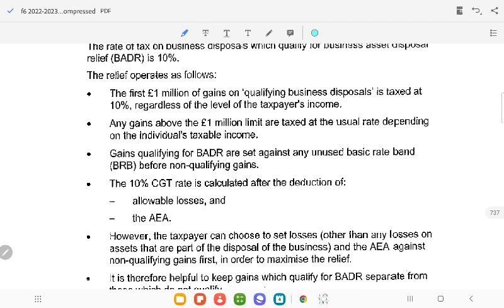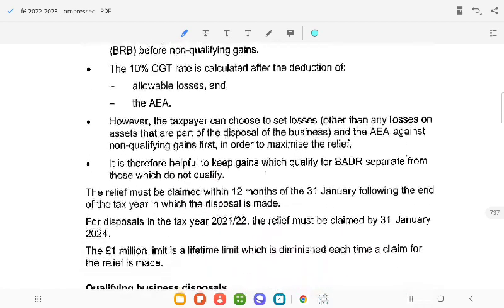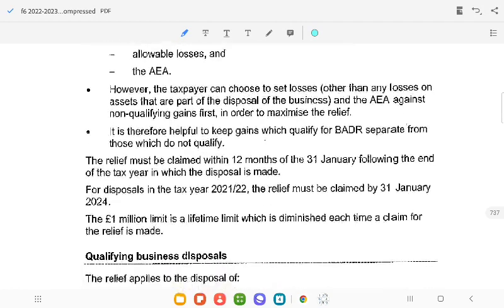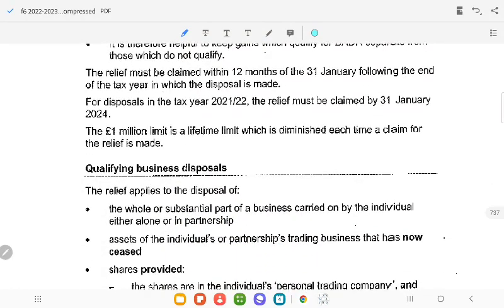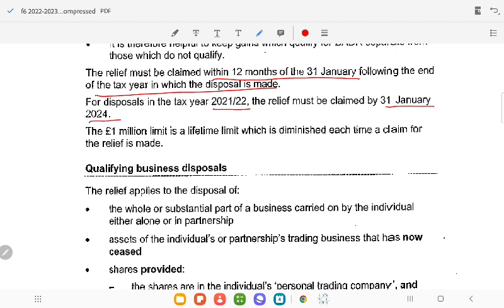Gains qualifying for BADR are set against any unused basic rate band before non-qualifying gains. What does it mean? It means if you are claiming BADR, you have to sacrifice the benefit of the unused basic rate band. The 10% CGT rate is calculated after the deduction of allowable losses and the annual exempt amount. The relief must be claimed within 12 months of the 31st January following the end of the tax year in which the disposal is made. It means if a disposal takes place in the tax year 21-22, the claim must be made by 31st January 24.